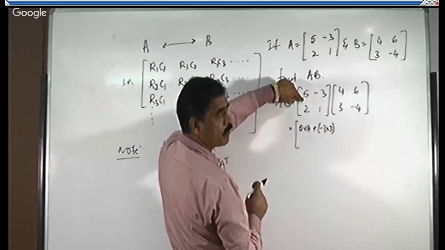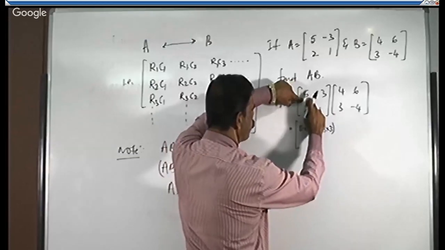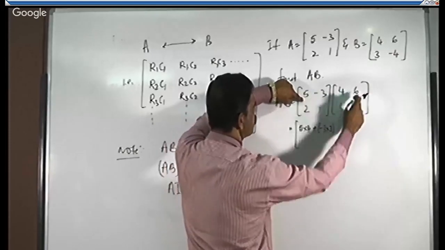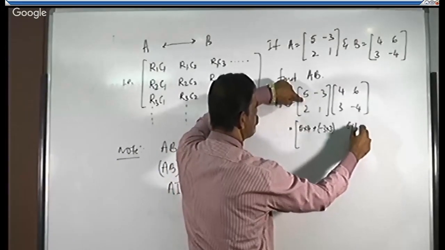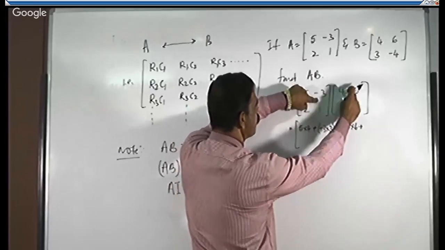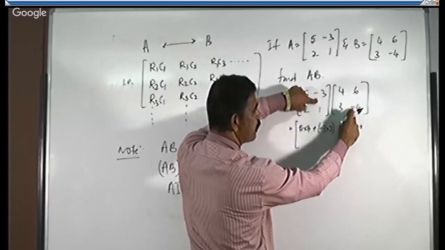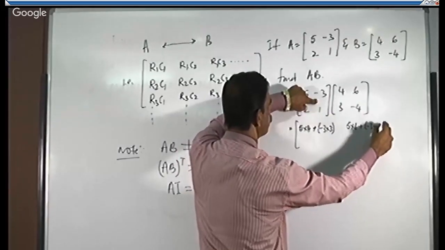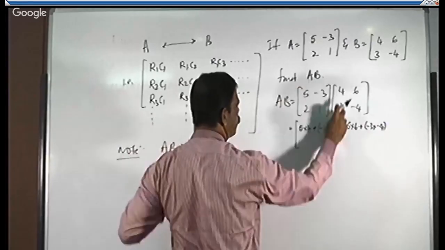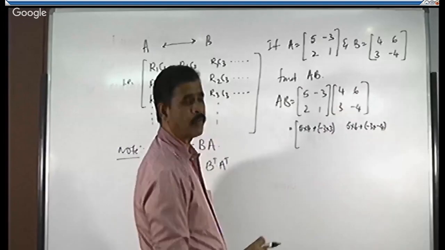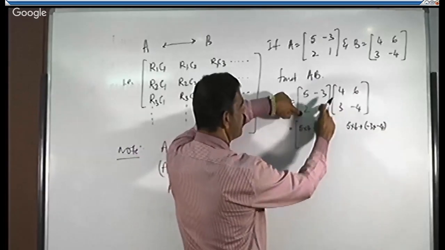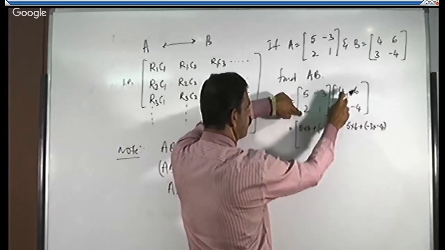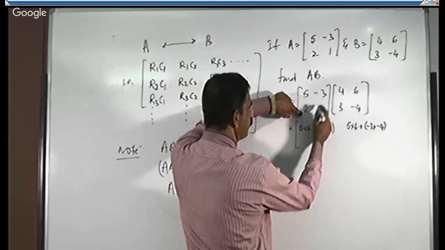One step is over. Then we move with the same row and the second column. 5 into 6 plus, move to the next element, down the column, minus 3 into minus 4. First row is multiplied with all the columns. Then we move to the second row, which is 2, 1, and it is multiplied with all the columns. Let us take the first column. Second row, first column, 2 into 4.